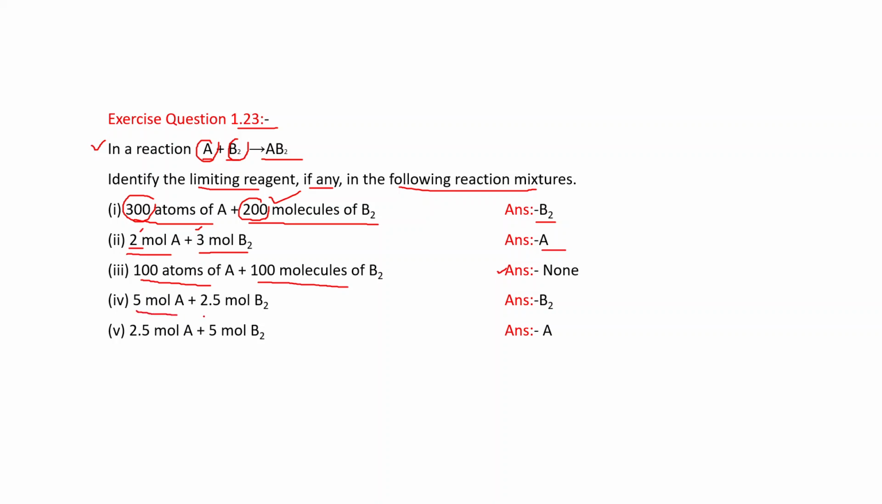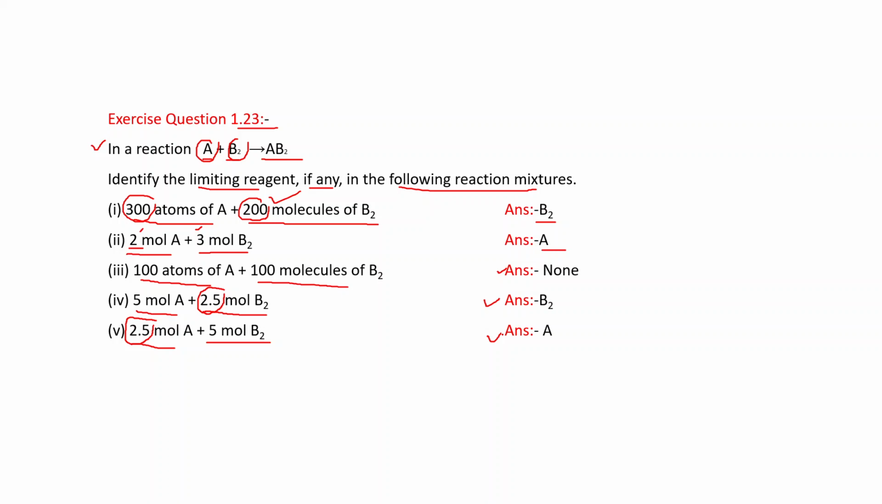With 5 mole of A and 2.5 mole of B2, we can say this is lesser than the stoichiometric coefficient. That ratio is lesser than the ratio of stoichiometric coefficients. That's why B2 is the limiting reagent. And in this case, 2.5 mole A and 5 mole B2. Again, we can say this is smaller, this is the lesser amount. That's why A is the limiting reagent.